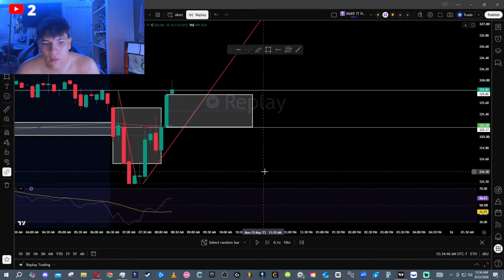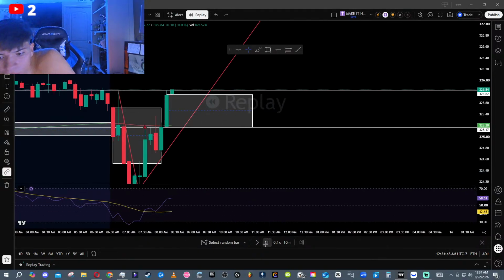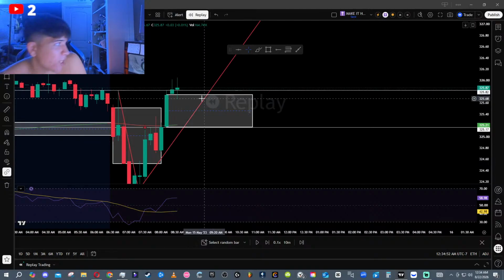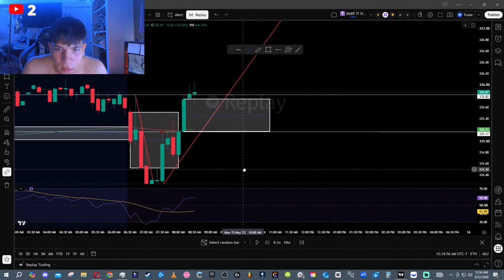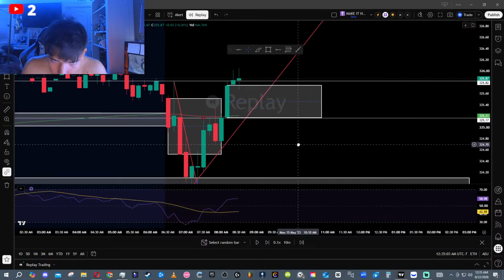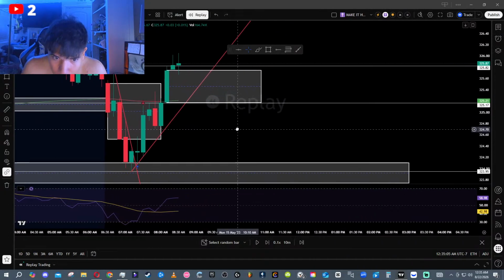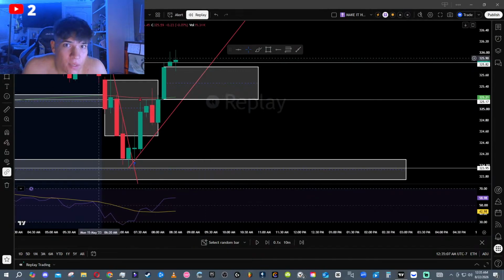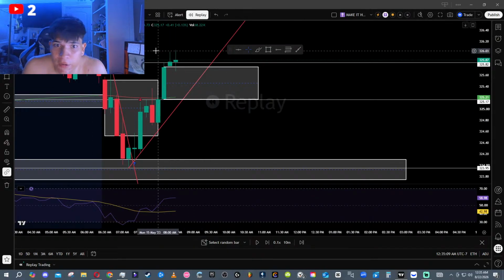Alright, let's see. Right here, I'm gonna fast forward. Honestly, it could just go straight to hell. Now, this is the doji I like. This is the doji I like. It is opened above resistance. Yes, this is where I enter Fibonacci. Go to the new high.